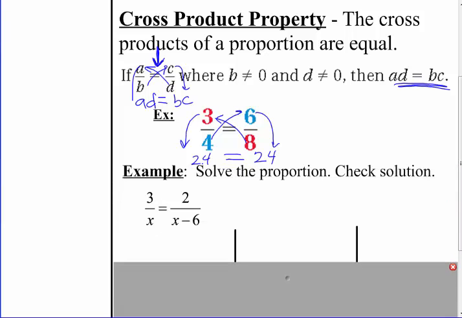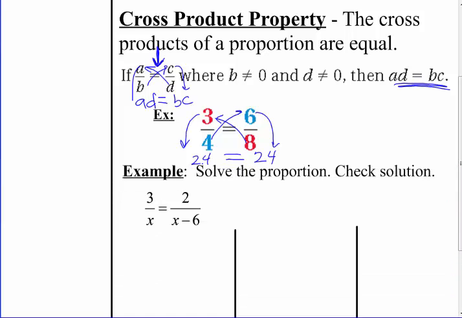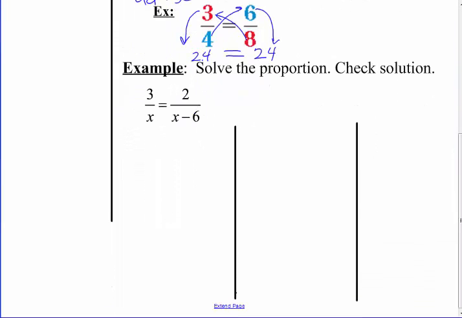So here's an example where we're now going to solve a proportion using the idea of cross products. First of all, you have to notice that there are two ratios. This is a ratio here, and this is a ratio here. They're both set up as fractions, and those two are equal to each other. So we're working with a proportion. So we're going to use the cross product to solve for x.